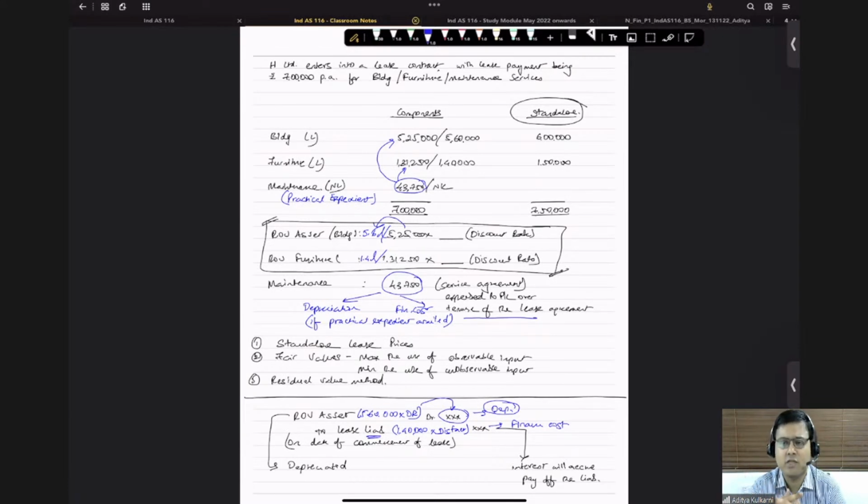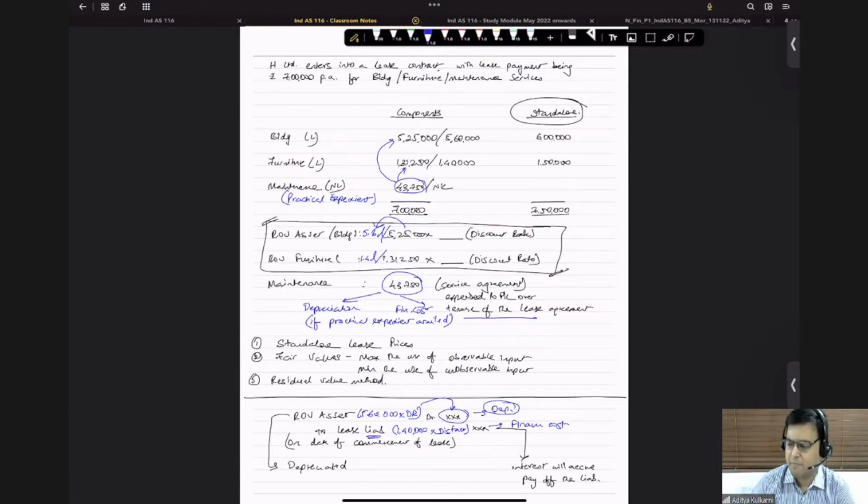The lease components would have a slightly higher value, but ultimately your lease components will flow into the profit and loss, so it won't make much of a difference. Okay, so is it clear till now what all we had discussed?